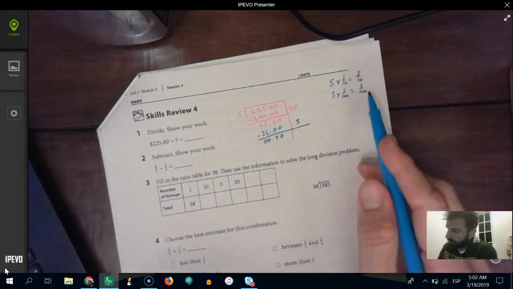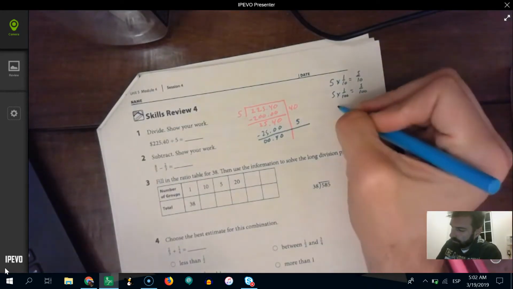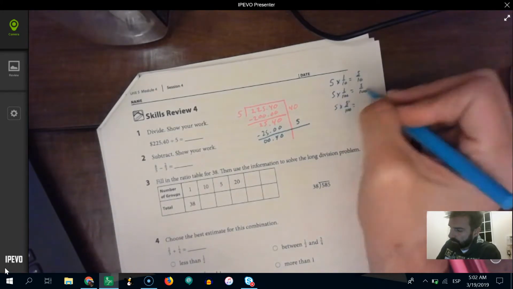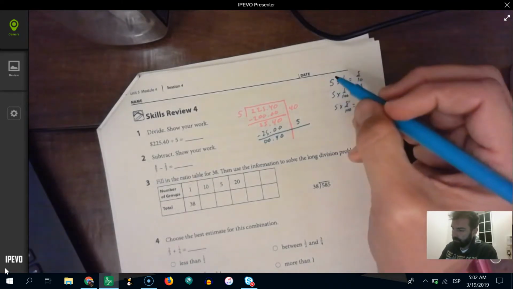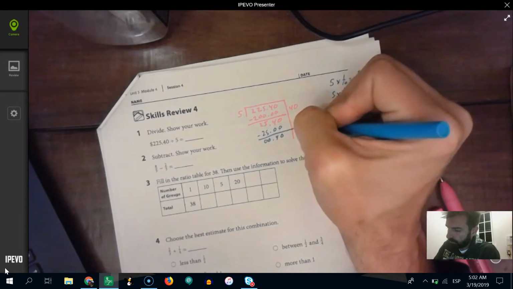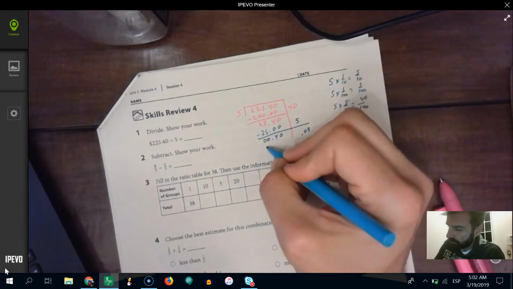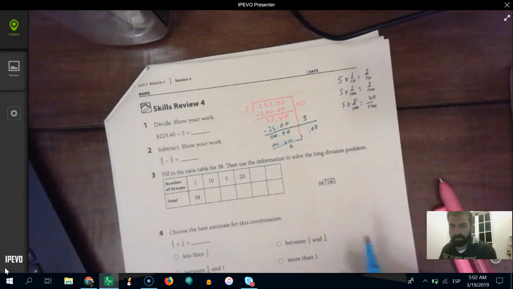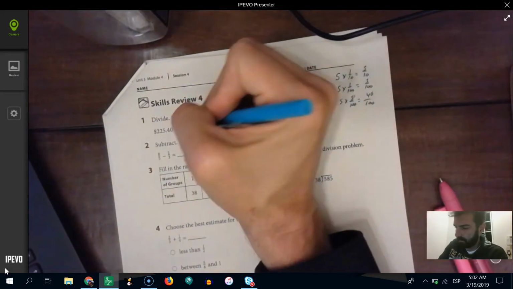Okay, wait a second. I want to get to 40 hundredths. What about 5 times 8 hundredths? And 5 times 8 is, okay, 40 hundredths. So over here that would be 0.08. And that's going to give me 40. That makes sense? Yeah. So then I add these together, and that would be $45.08.